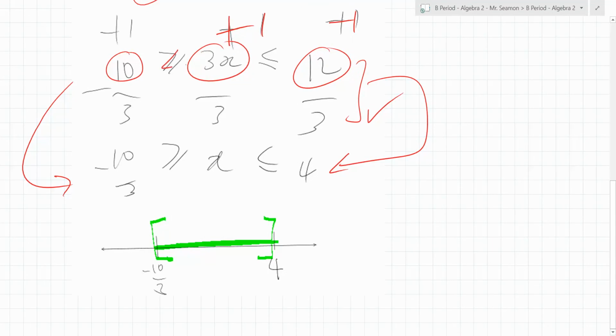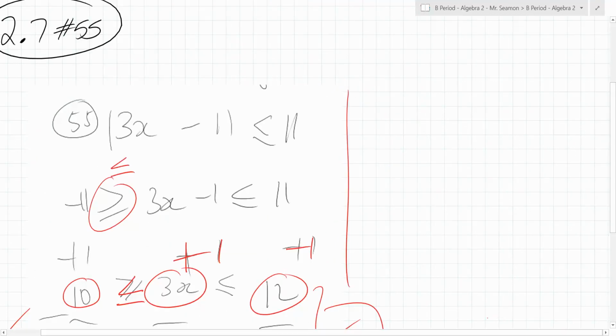So the only thing to change here is this should just be like this. There you go. And does it contain negative 10/3? Should those be hard brackets or soft brackets? You sure? Hard. They should be hard brackets because it contains negative 10/3 and it contains 4. So this is great. The only thing is just reverse that one inequality. You see that there? Okay. Good job.